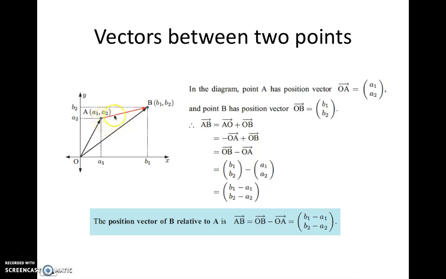So the vector AB will be minus OA add OB. We'll then use subtraction, so it can also be rearranged to put OB minus OA. So B1, B2 minus A1, A2. So the position vector of B relative to A, AB, is equal to OB minus OA, B1 minus A1, B2 minus A2. Okay?